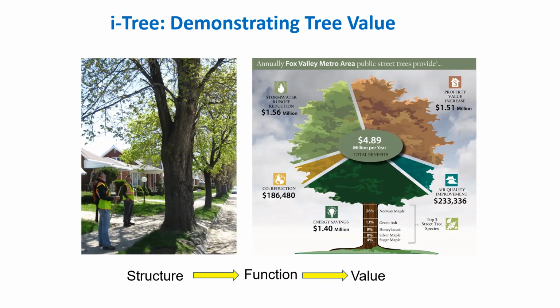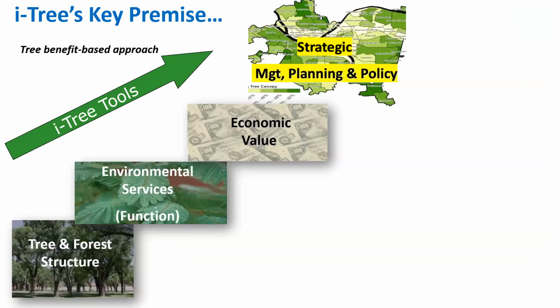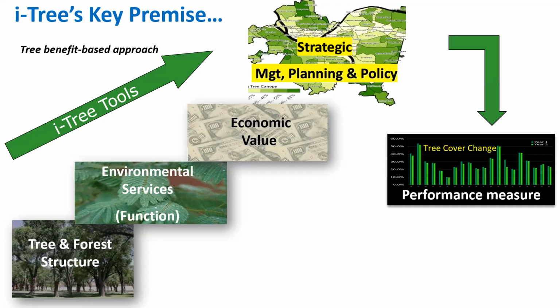So as I said, it's a tree benefits-based approach. So we're starting with our structure, our function, our value. From that, you can come up with strategic management plans. You can encourage policy making to promote these benefits. The tools then have some tree cover change analysis options. So we can see if we don't touch our urban forest, where are we losing our benefits? What do we need to do in order to maintain the value of our urban forest?